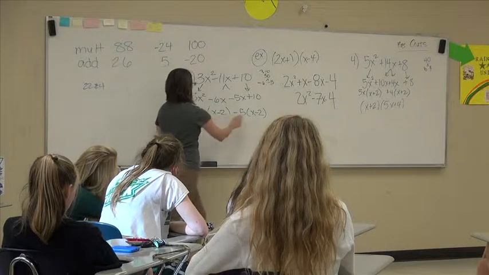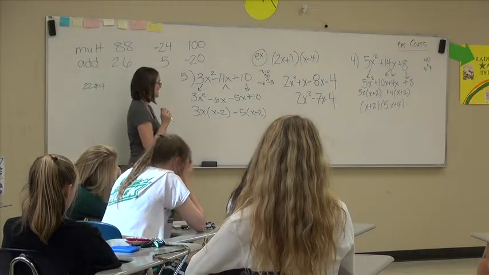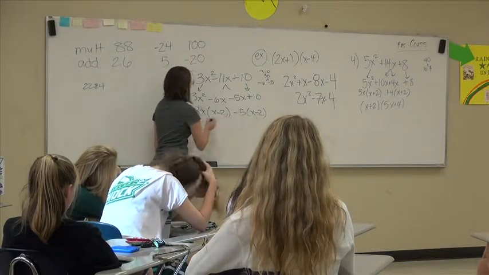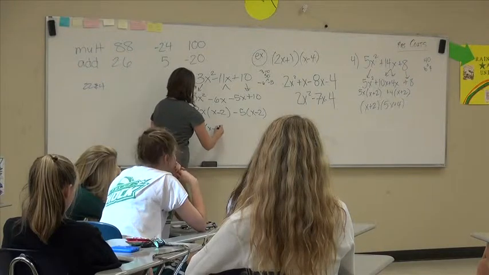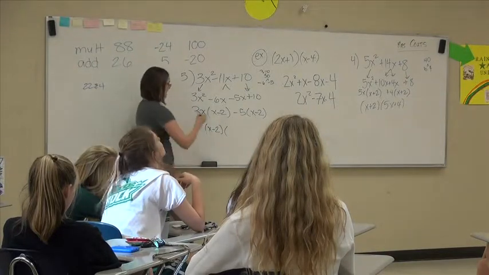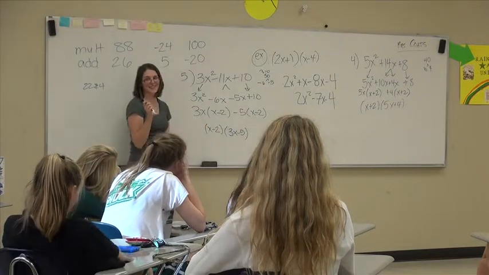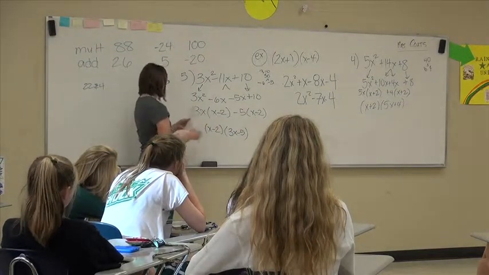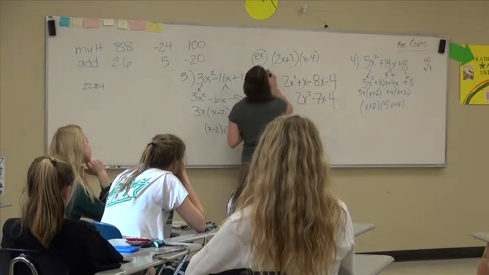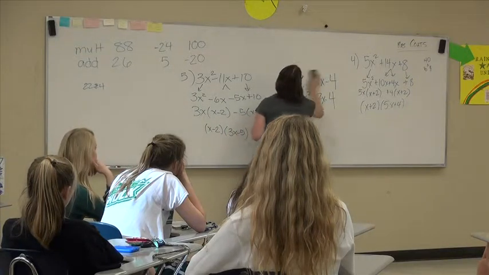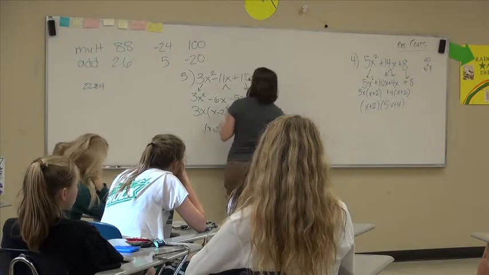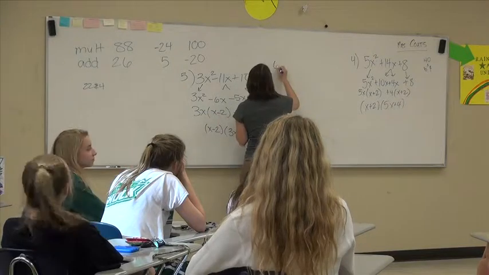Okay, so from here, we have two matching terms, the x minus 2s. So we're going to pull that out. And what is our other term? 3x minus 5. Okay. So this is pretty easy for you guys, straightforward. So my question is, I make it a little harder. Not too much harder, just a little.